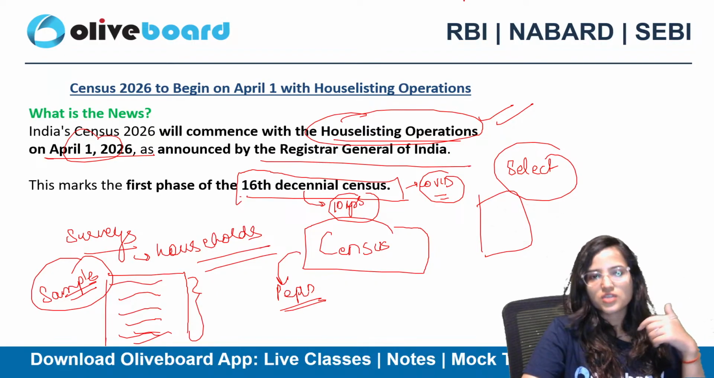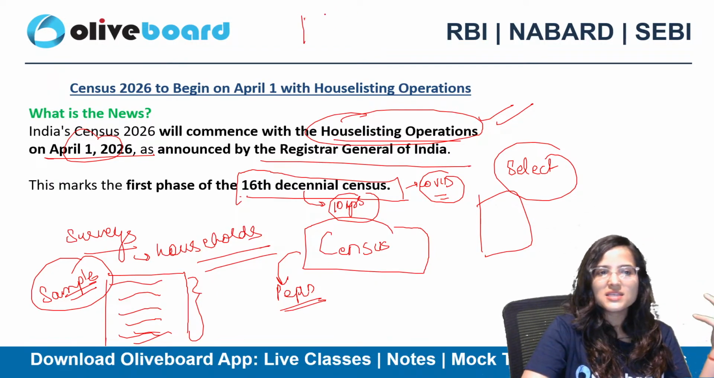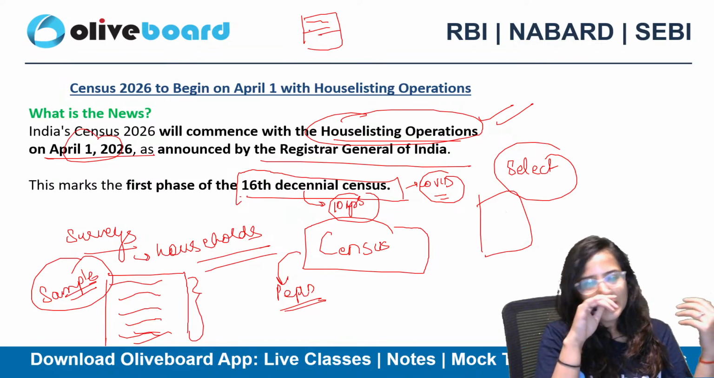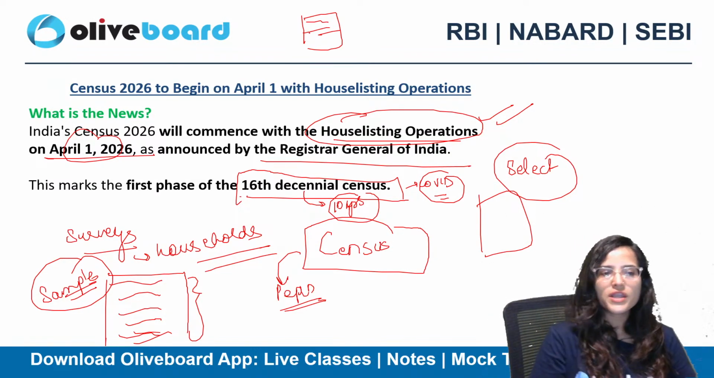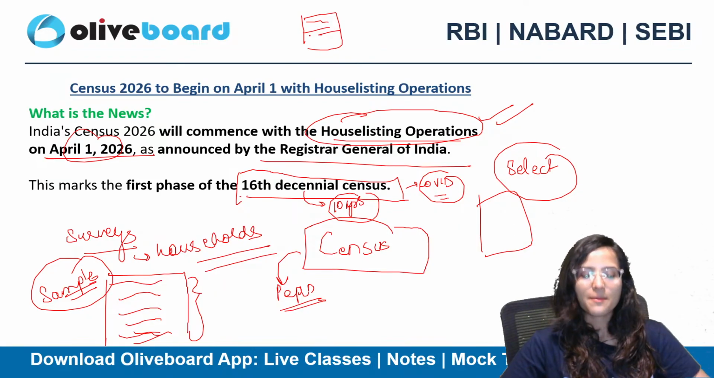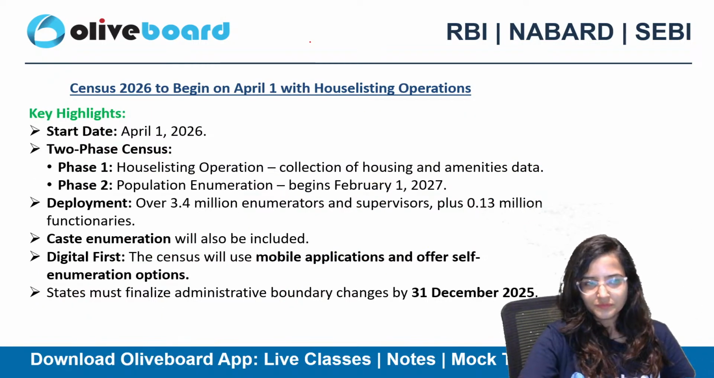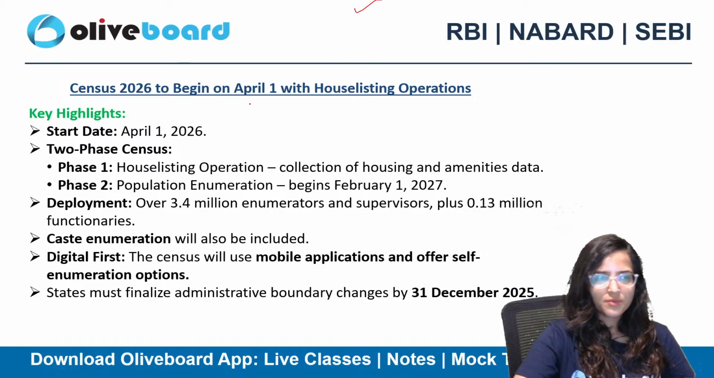Kind of, yes, Chetan. Not even rating, but we're going to make a list of what kind of houses are there, or what kind of amenities are present in the houses, and accordingly, we are going to then select a sample out of that. ठीक है, so we are basically forming a list. Start date is 1st April 2026.